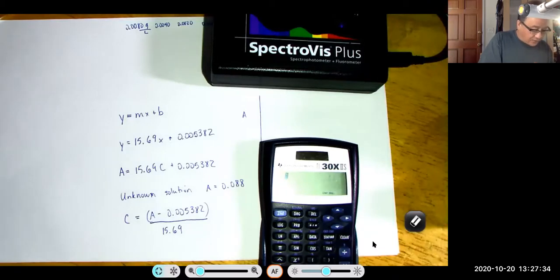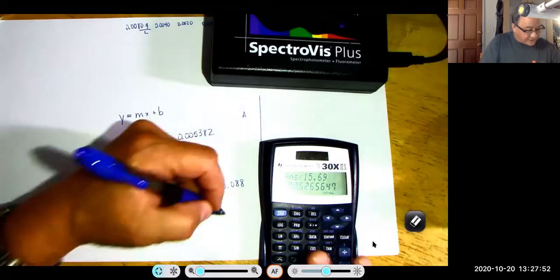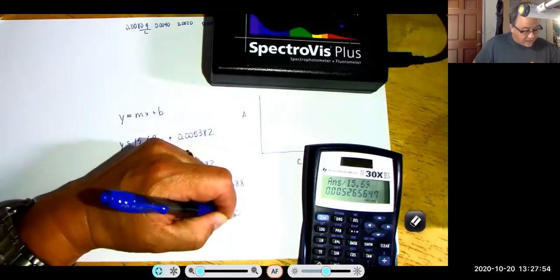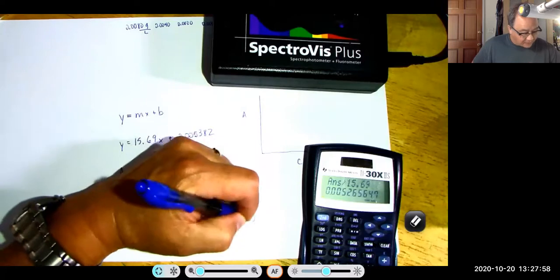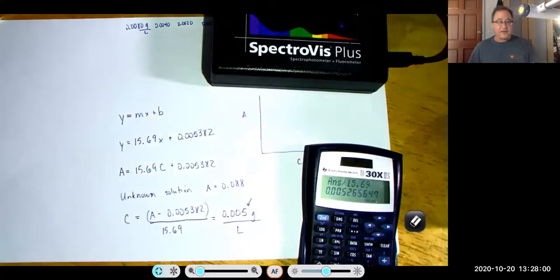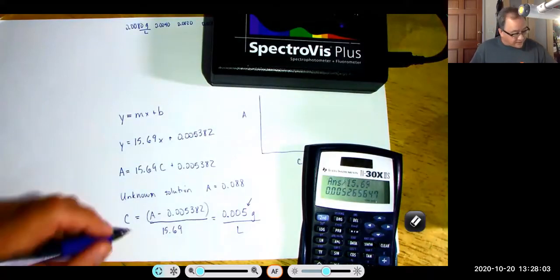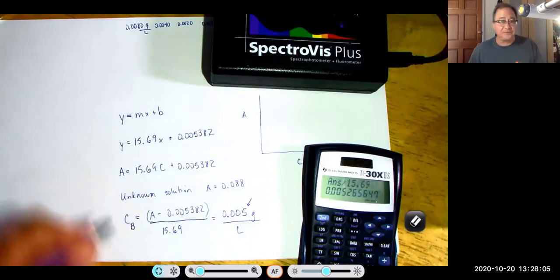So the absorbance is 0.088 minus 0.005382, and then all of this divided by 15.69. And so we get that the concentration is 0.00, and we're just going to round it to 1 sig fig, 0.005 grams per liter. Okay, so that's how we figure out the concentration of that unknown blue solution.